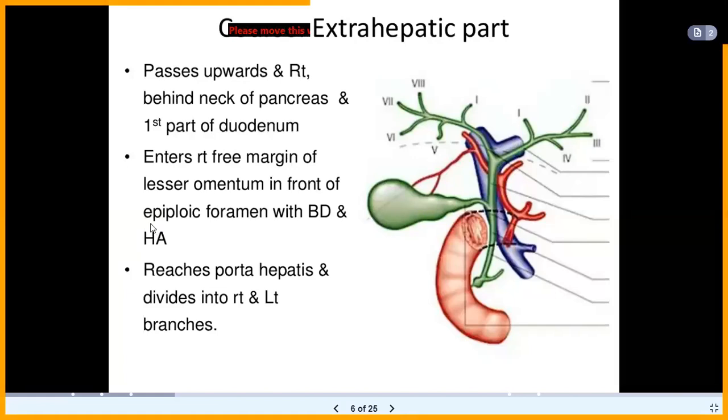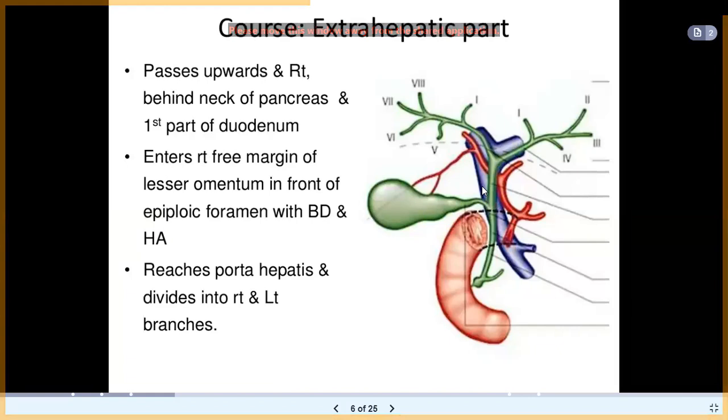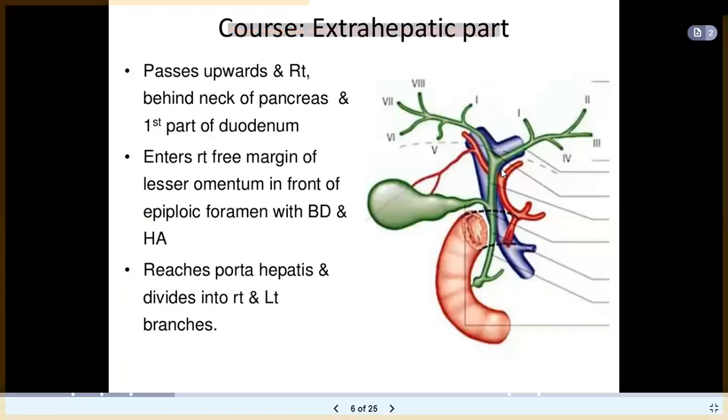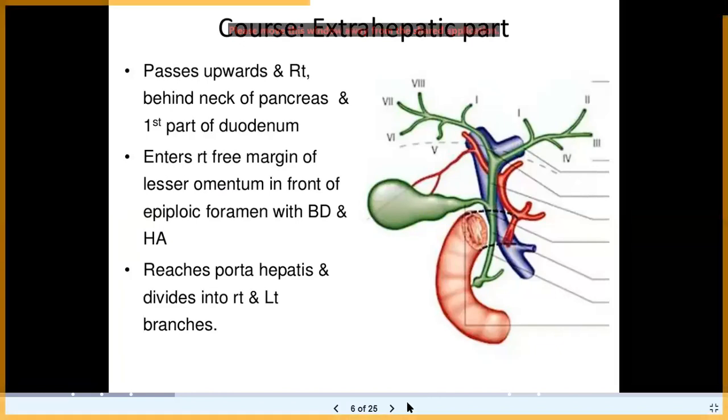Hence now you will clearly understand that the portal vein is entering into the right free margin of the lesser omentum in front of the epiploic foramen with bile duct and hepatic artery, nothing but VAD structures. V portal vein, A hepatic artery and D bile duct. So it is reaching the porta hepatis of the liver where it is dividing into right portal vein and left portal vein. These are the branches.